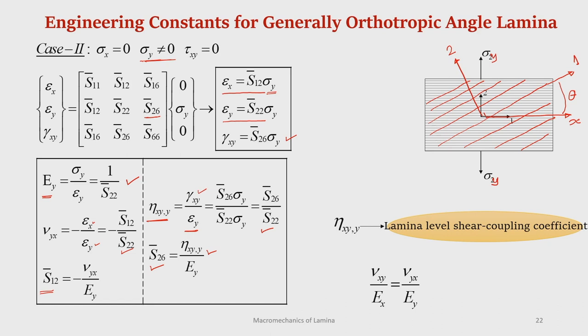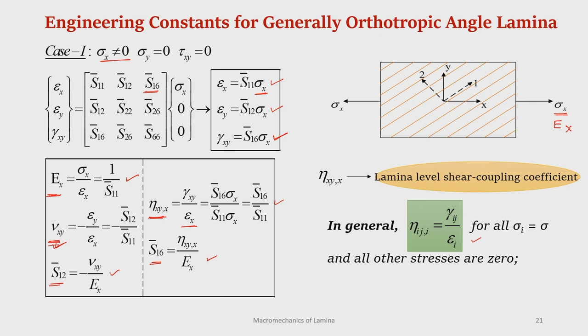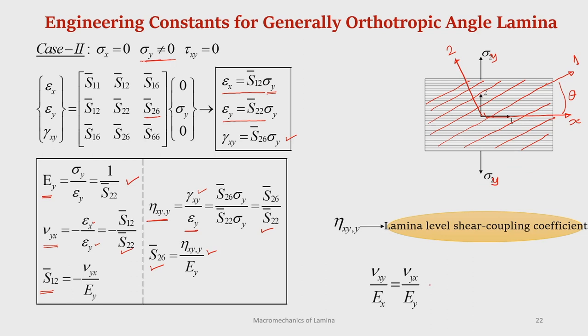Again, looking at this expression for nu y x and nu x y, if you compare these two, you can see that nu x y by E x is equal to nu y x by E y, similar to what we have also seen for special orthotropic, where we had nu 1 2 by E 1 equal to nu 2 1 by E 2. So, this is also true for a generally orthotropic lamina with reference to x y. That means nu x y and nu y x are not independent, they are actually related.